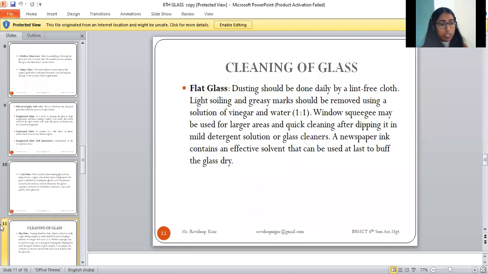Then, with the cleaner, we remove the greasy marks and clean this glass. A newspaper ink contains an effective solvent that can be used at last to buff the glass. Once you have sprayed the detergent solution or glass cleaner, there is a thing in the newspaper ink which helps in cleaning these glasses.